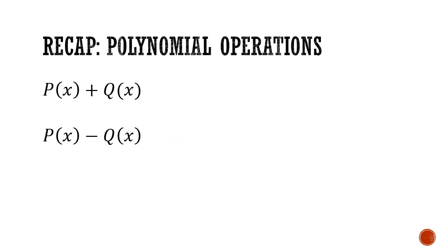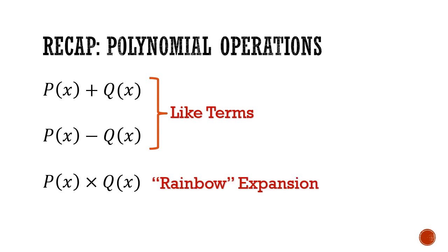We have also learned how to add and subtract two polynomials together by adding or subtracting their like terms. We have also looked at the rainbow expansion method for polynomial multiplication.